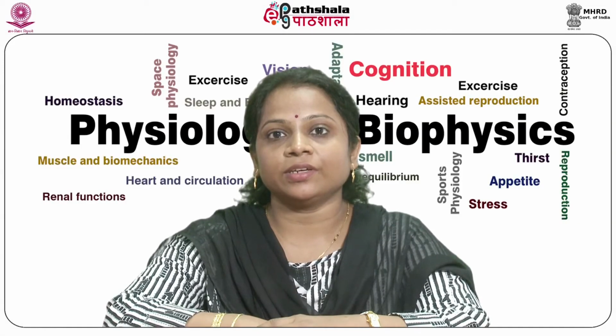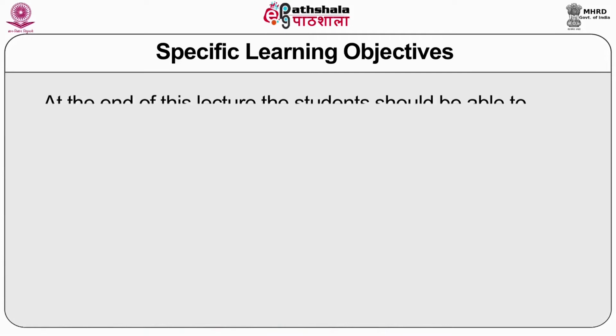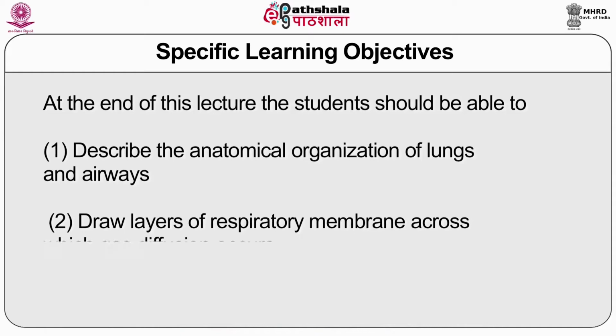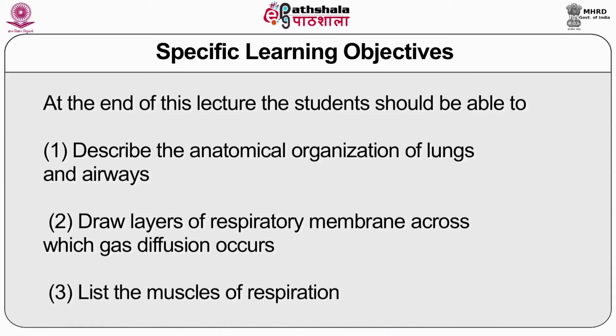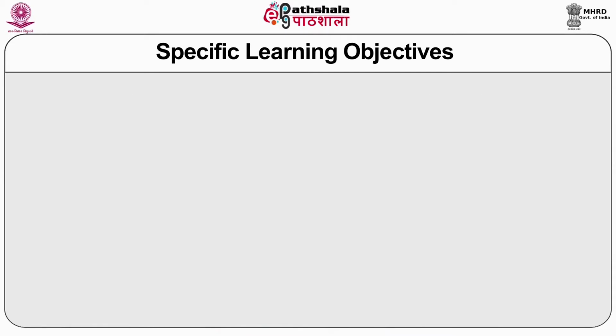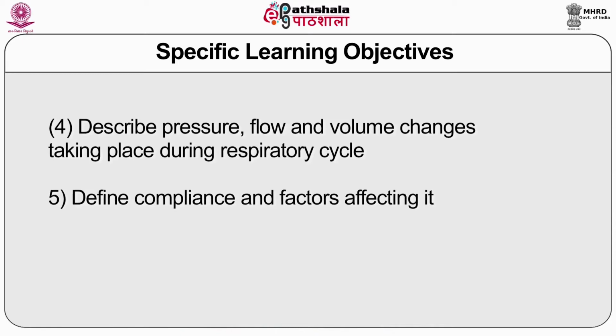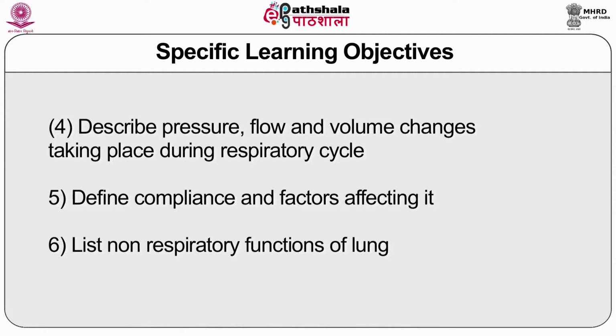The specific learning objectives for this lecture are: at the end of this lecture, the students should be able to describe the anatomical organization of lungs and airways, draw layers of respiratory membrane across which gas diffusion takes place, list the muscles of respiration, describe pressure, flow and volume changes taking place during respiratory cycle, define compliance and factors affecting it, list non-respiratory functions of lungs.